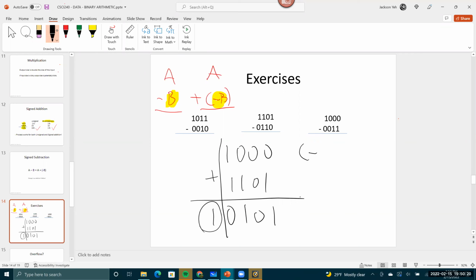This is -8. The bottom is -3. And this is +5. So you say, aha, looks like we have overflow. So definitely this is a problem. Okay, so far so good.